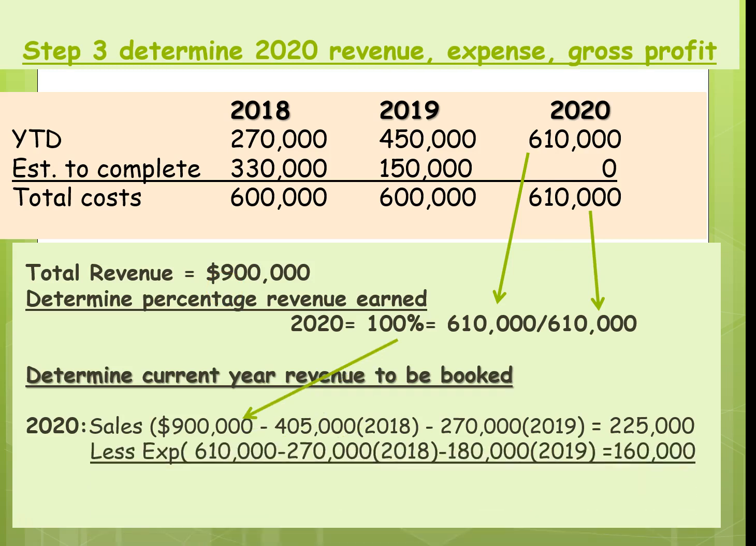So less our expenses. Again, you need to subtract out the prior years. That's the number one mistake students make. And that tells us the gross profit for 2020. Now let's walk through the journal entries.